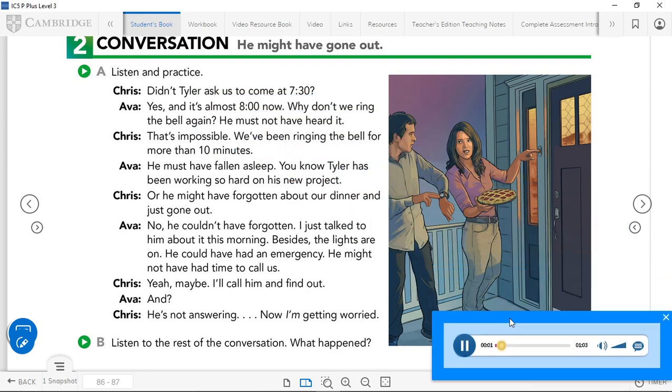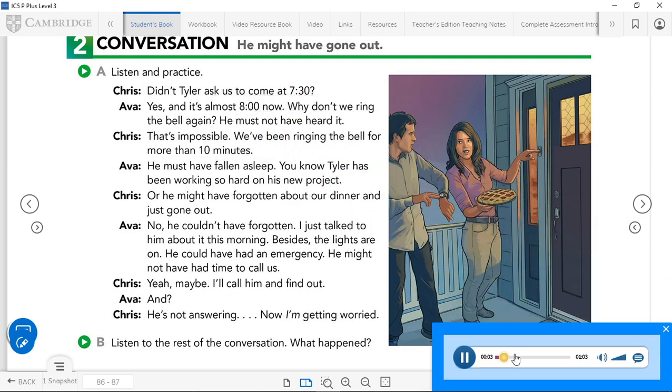Unit 13. What Might Have Been. Page 86. Exercise 2. Conversation. He Might Have Gone Out. Part A. Listen and practice.